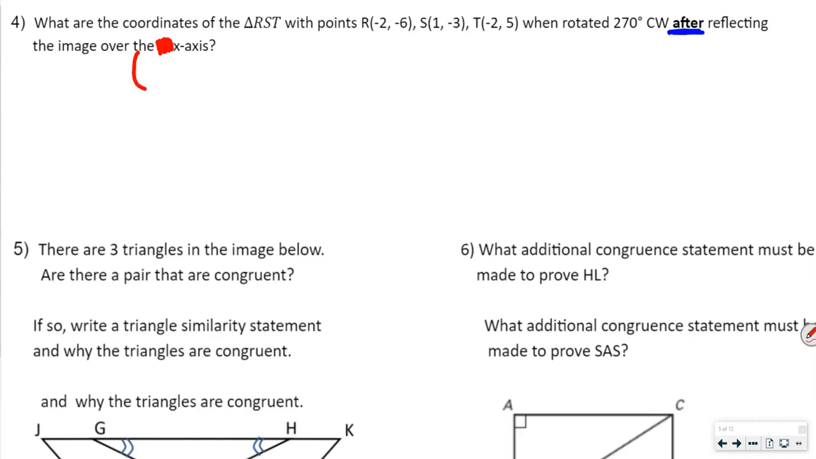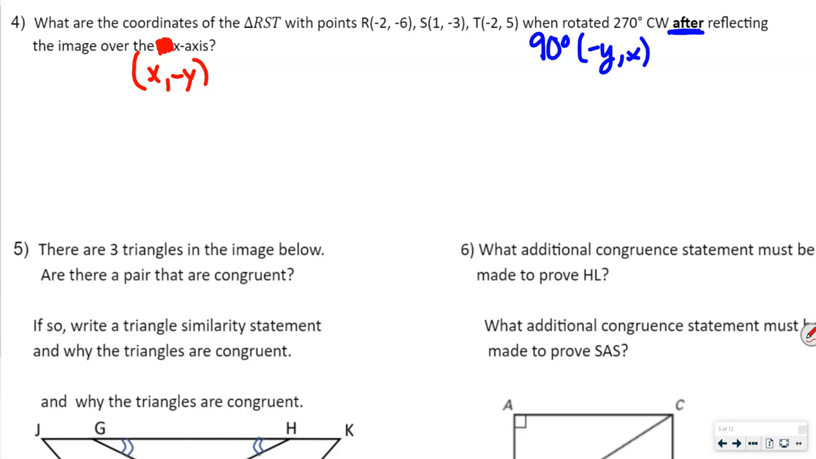So we're going to do this first. We're going to reflect over the x-axis, so that's x, and change the sign of y, right? Let's talk about what the other rule is for a 270 degree clockwise rotation. Isn't that the same as a 90 degree rotation? It is. And if you guys remember, that's -y, x. That's the rule. You guys got to know these rules, okay?